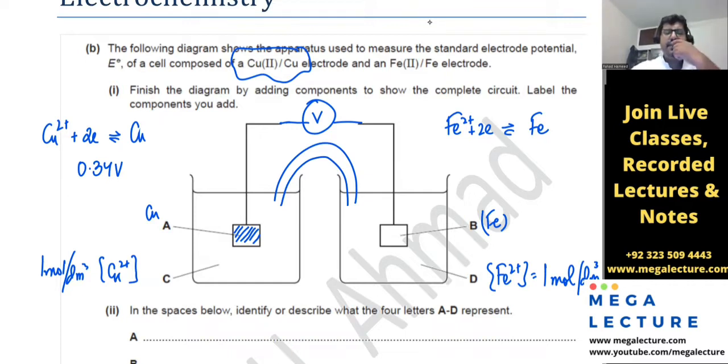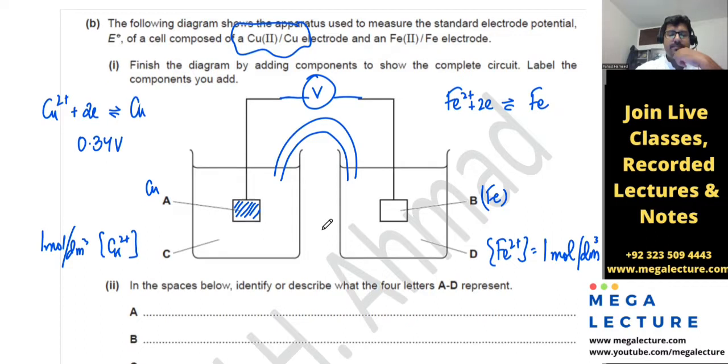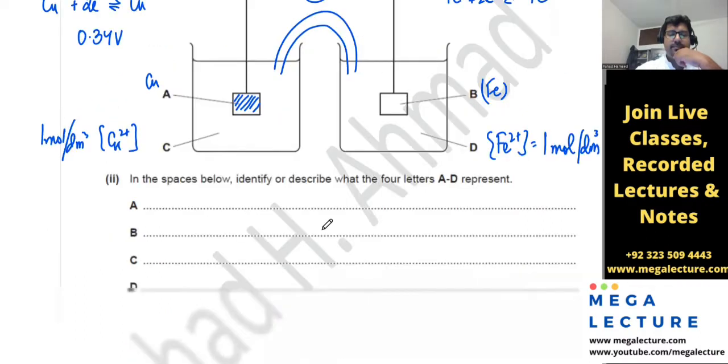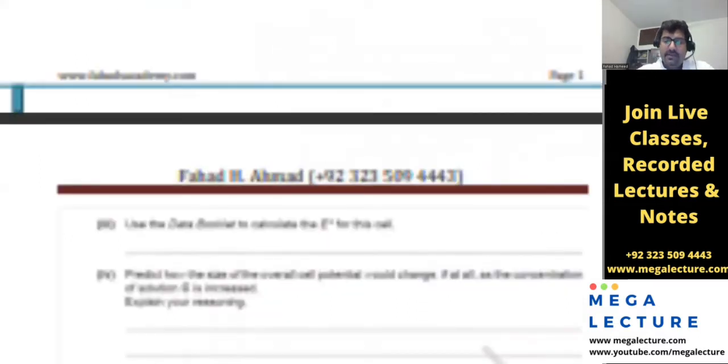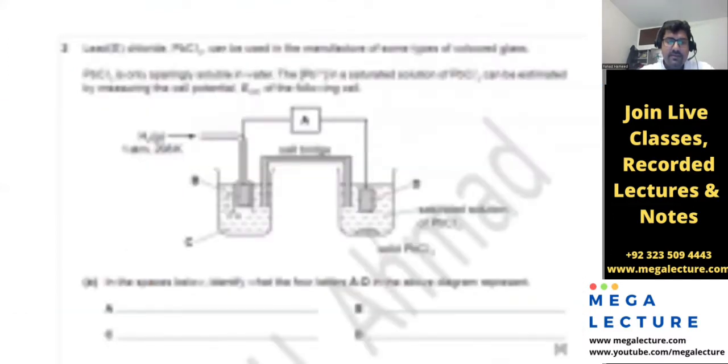Remember, this is called a cell now. This is an electrode, and this is an electrode. But if you connect 2 electrodes together, that's an electrochemical cell. So you're going to get these questions, and you'll get similar questions, just 5-6 marks questions.